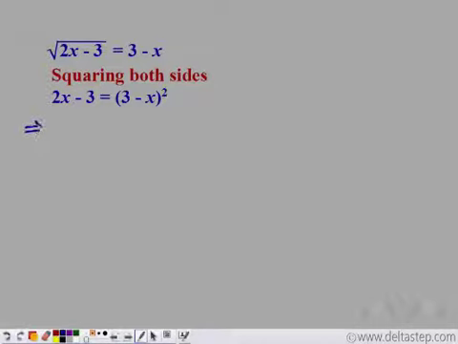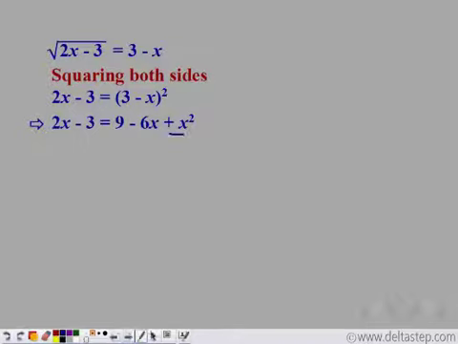Now, this right hand side is equal to, let us expand this, 3 minus x whole square. Let us expand it using a minus b whole square. So this gives us 9 minus 2 into 3 into x, which is 6x, plus x whole square, which is x square. So this is what we have. 2x minus 3 is equal to 9 minus 6x plus x square.